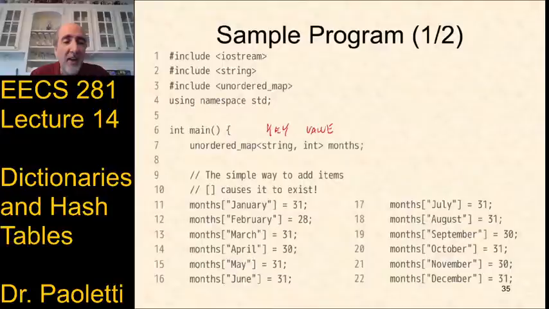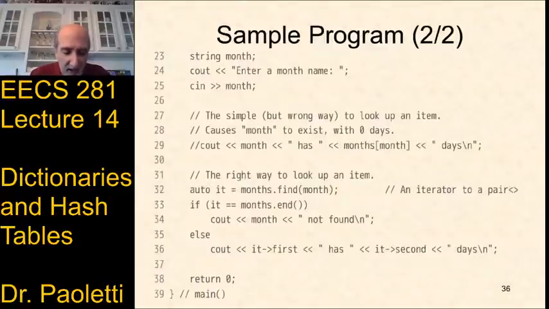So all of these get inserted because square brackets causes it to exist. And we'll look at what side effect that has in a minute. I've just got a bunch of lines of code here to add them all in. And then on the next slide, we're going to have the user type in a month, and we're going to print out how many days are in that month. So we have them type a month name, and then we've got here the wrong way. We'll go back in a minute and see what happens with that. And we've got the right way.